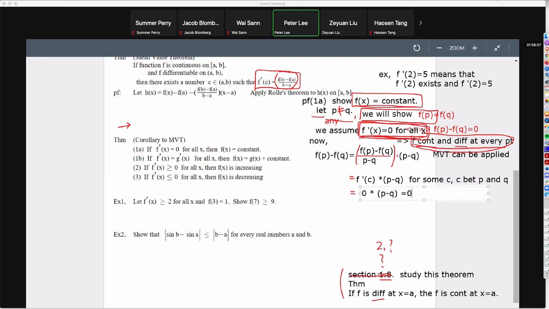And then 1B is actually a variation of 1A. So if you can handle the proof of 1A, then you can handle 1B. Why don't you try this 1B? It's very easy. 1B follows exactly from 1A. It's almost the same proof.